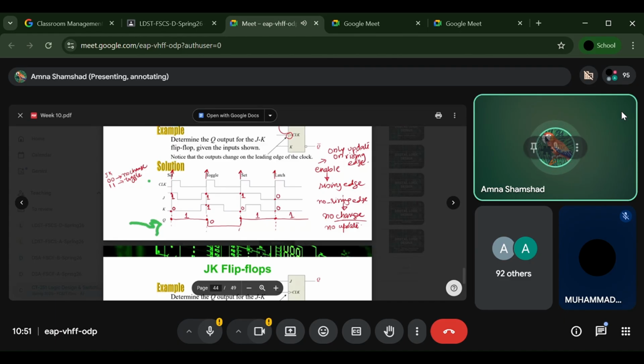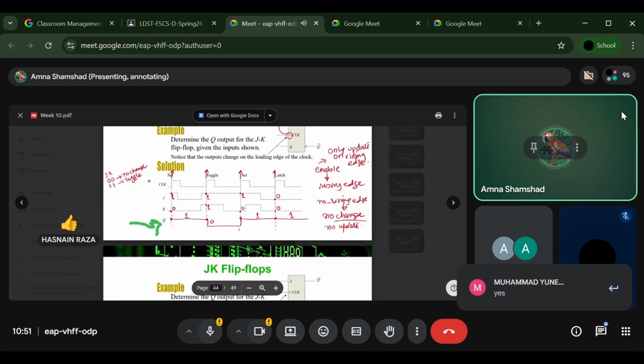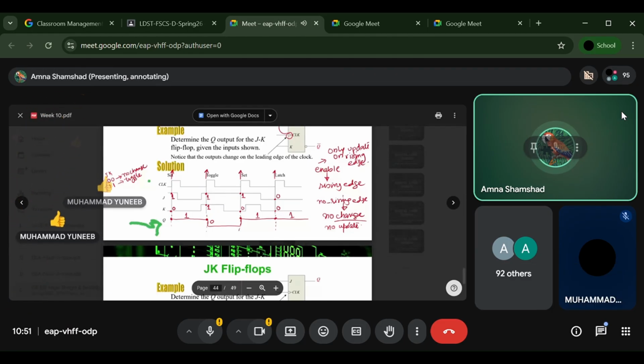For no change it will retain its output. Retaining means it will latch its output. Okay, if it's 1 then it will remain 1. The term latch is basically used for it will retain its previous state. There is no change in the output. Okay, is this clear to all of you? This is a simple way with the J and K inputs in the waveform, and we have to draw the Q signal on it.